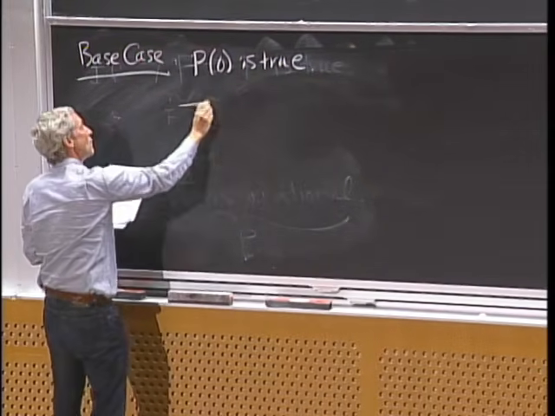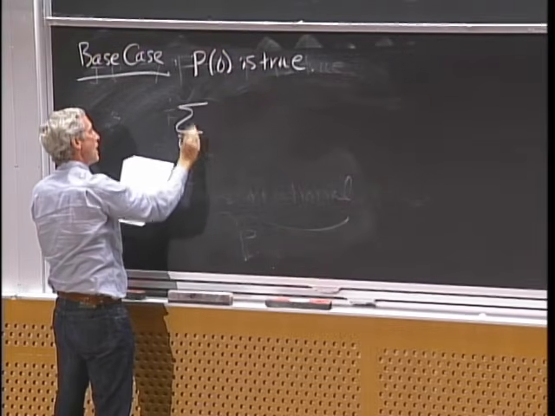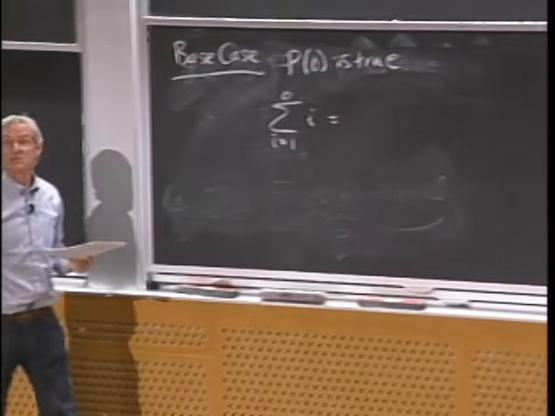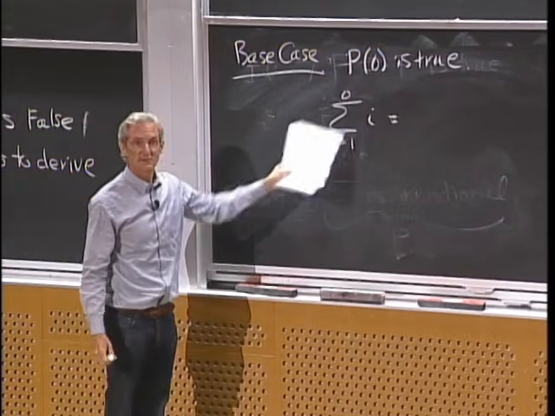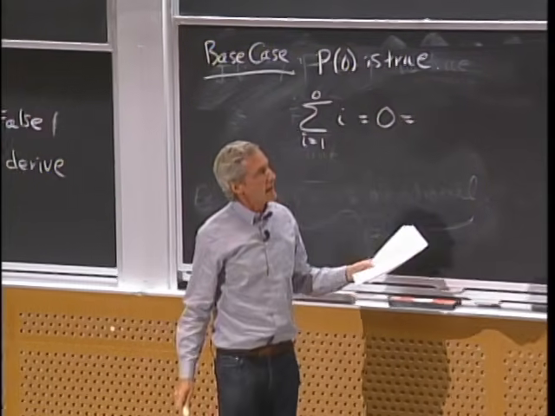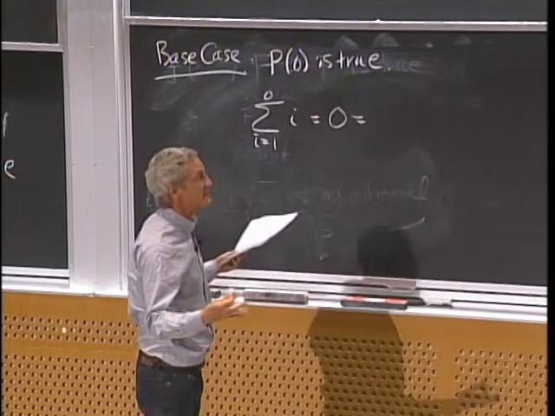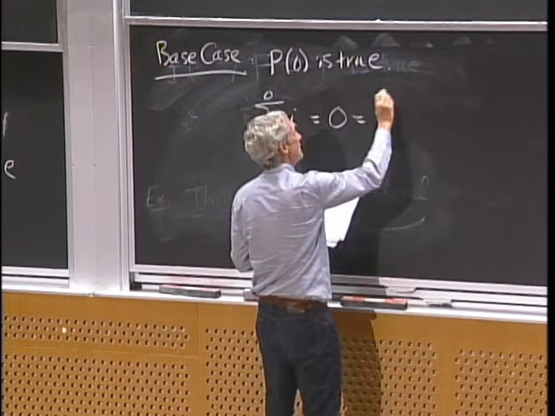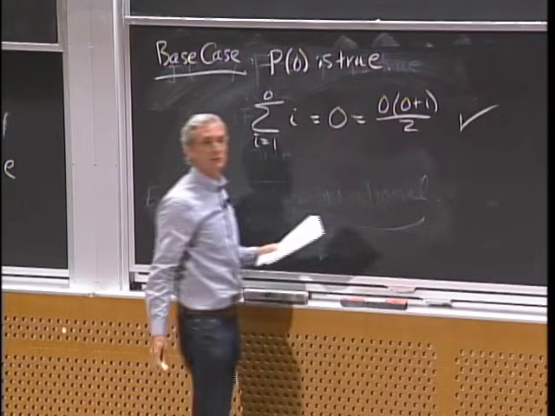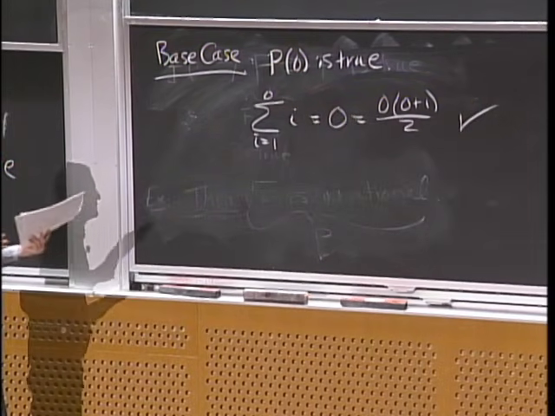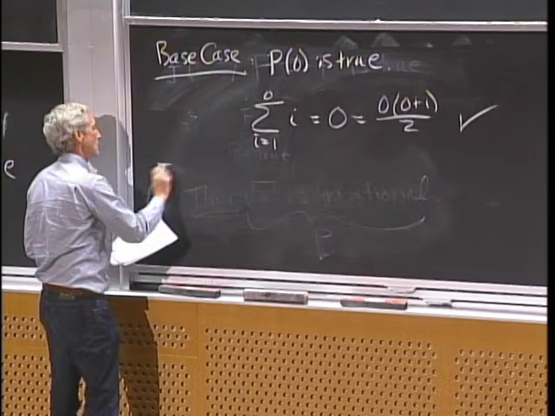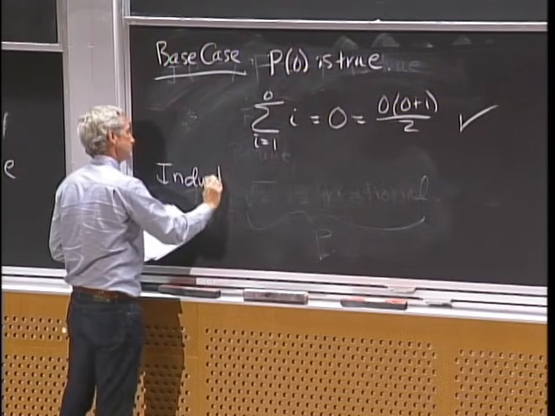Well, what's the sum of i equals 1 to 0 of i? 0. There are no terms in this sum. And if I look over there, n times n plus 1 over 2, if n's 0, it equals 0. So we're done with the base case. We've now proved that P0 is true. And the second part is called the inductive step.